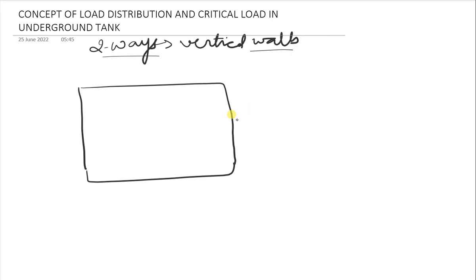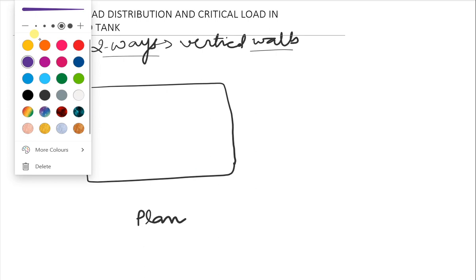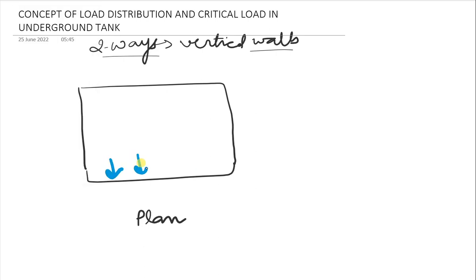The design for the one-way water tank is a little different, and it is also not common practice. Most of the water tanks are two-way in nature only. So this is the two-way water tank, and this is the plan. Let's assume a condition when water is completely filled. Just mark this: this is the water pressure acting per meter on the wall, right?